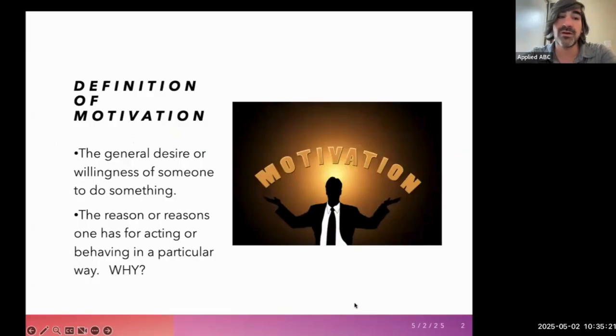All right. Definition of motivation. It is the general desire or willingness of someone to do something. The reason or reasons one has for acting or behaving in a particular way. The motivation is the why. Something that we try to be aware of fundamentally in applied behavior analysis and something that we try to be ahead of. We want to provide motivation and not just respond and react to it.